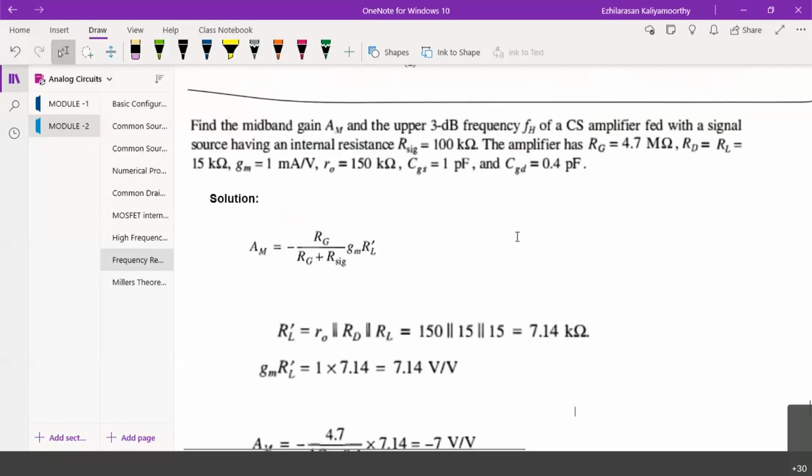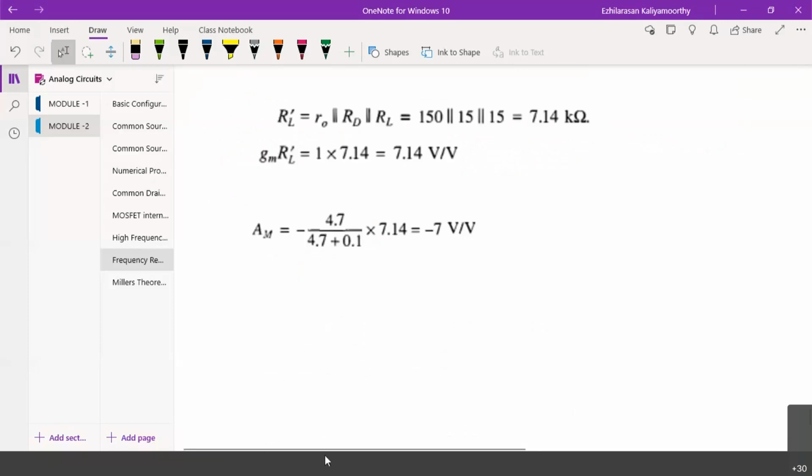Okay, that we calculated. What did they ask to calculate next? Once we calculate AM, you have to calculate the upper 3 dB frequency FH. So what is the formula for FH? To calculate FH, we already know the formula. So let me take the formula.